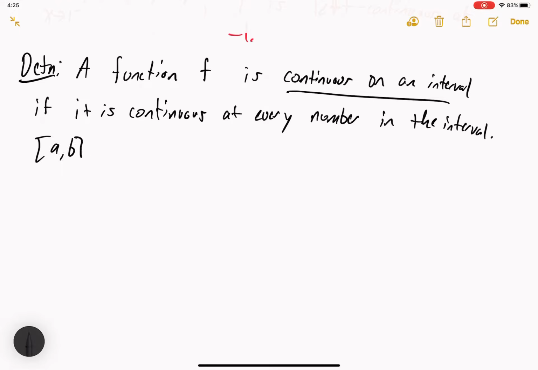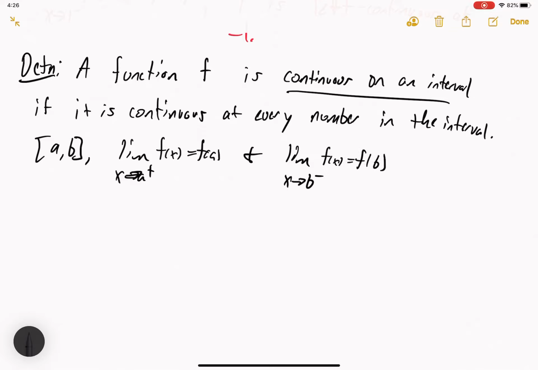So the limit as x goes to a from the right of f of x is equal to f of a. And we would have to have the limit as x goes to b from the left of f of x equal to f of b. This is kind of generic writing, but that's basically what we would have. To be continuous at the endpoints just means we only have to approach from one side, because the function is only defined on one side.